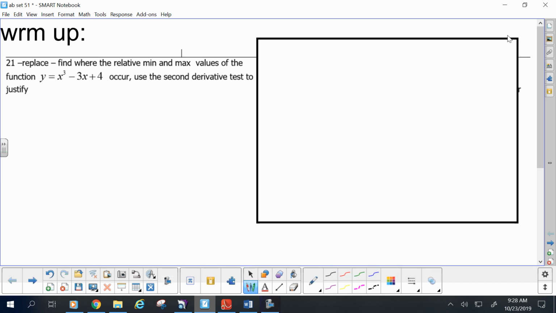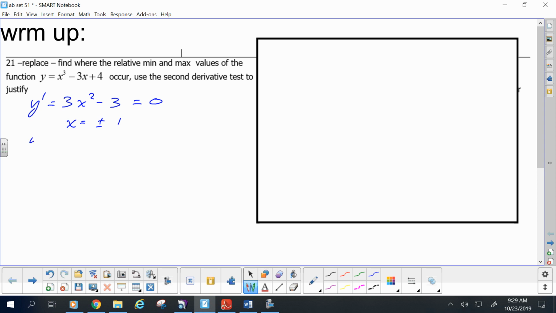Find the first derivative, which is 3x squared minus 3. Okay, Matt, what then do I do? Set it equal to 0. Cool. Where did you find the critical numbers to be? Plus minus 1. Okay, now what do I do?